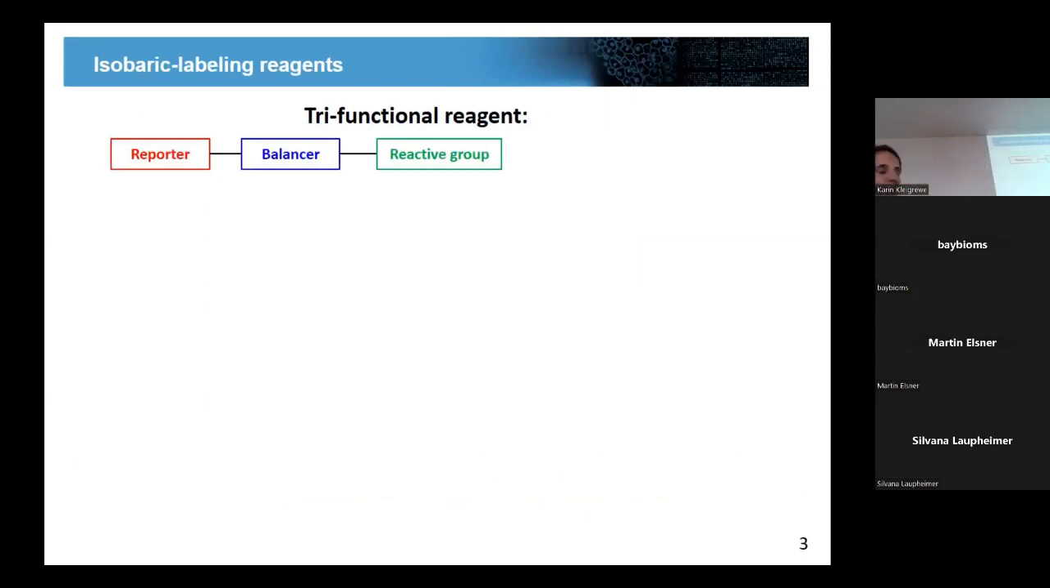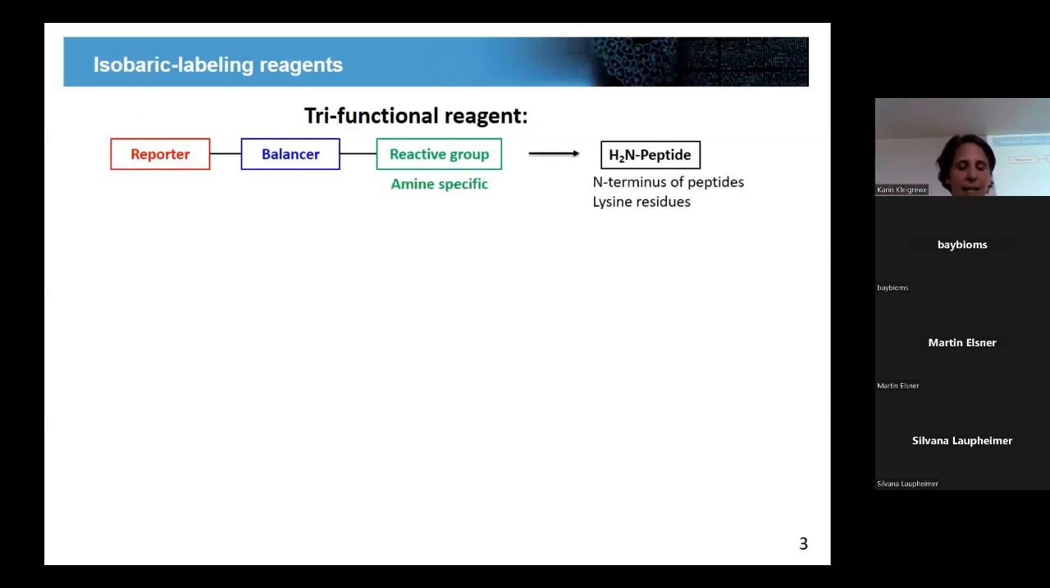So every isobaric labeling reagent is a three-functional reagent consisting of a reporter part, a balancer part, and a reactive group. And the reactive group that people like to work with is an amine-specific reactive group that covalently binds to primary amines. And in proteomics and in bottom-up proteomics, where we generate peptides, we always have primary amines at the N-terminus of all our peptides, as well as at the C-terminal lysine residue. The side chain is also a primary amine.